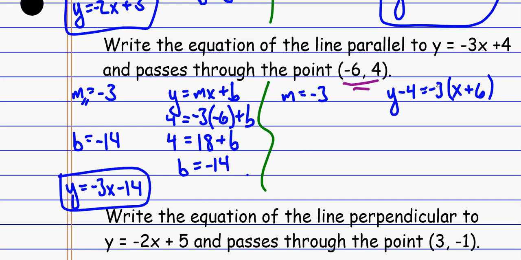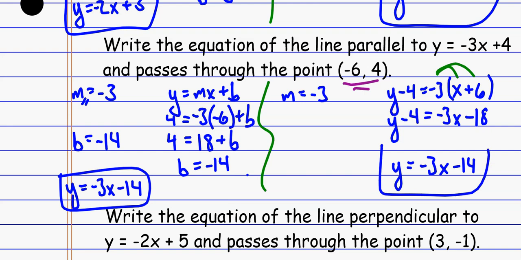And now from here, I'm in business. I just distribute, move some stuff around. I can rewrite this in slope-intercept form. So here I distribute, -3x minus 18. And I'm going to add that 4 to each side. And of course, once again, I get the same thing. If I don't get the same thing, I probably messed up one of these guys, all right?